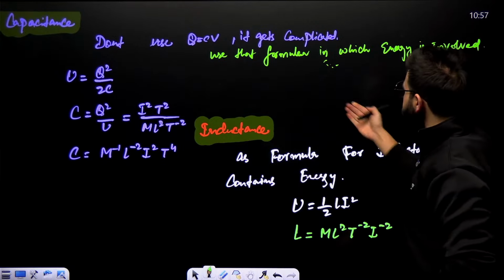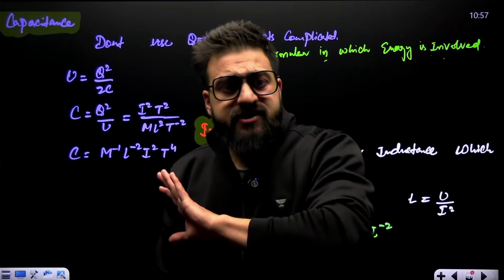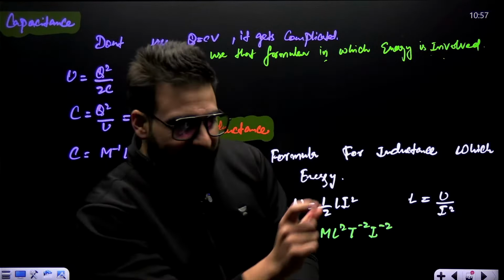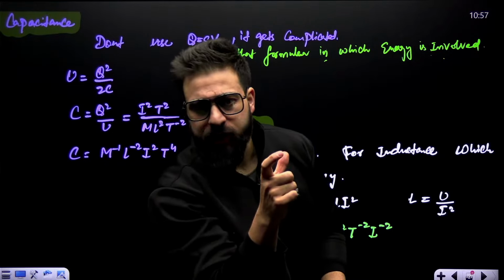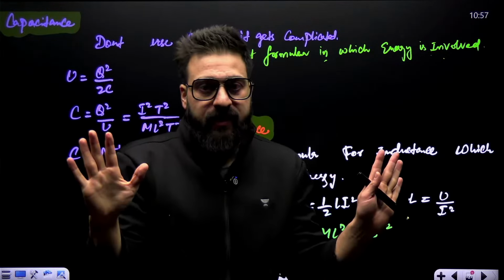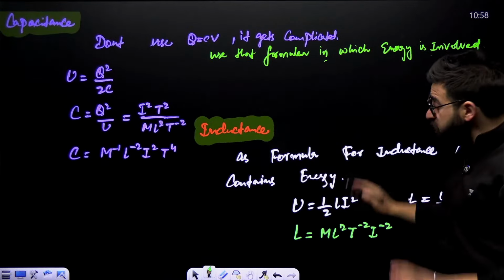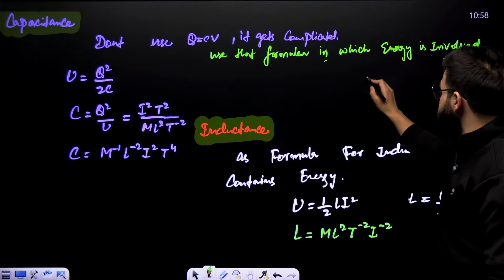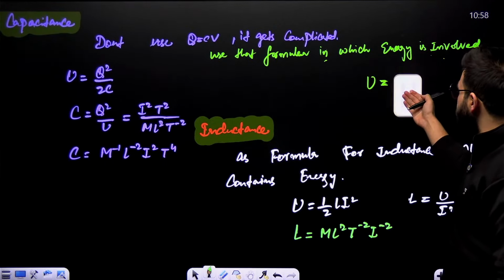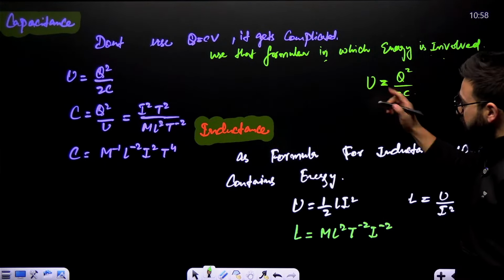Because your whole syllabus revolves around energy. Simply remember, whenever you have different formulas for a particular physical quantity, try to take the formula which involves energy. It will become simple. Now, we have previously studied that the energy stored in a capacitor is equal to one by two, or Q square divided by 2C.